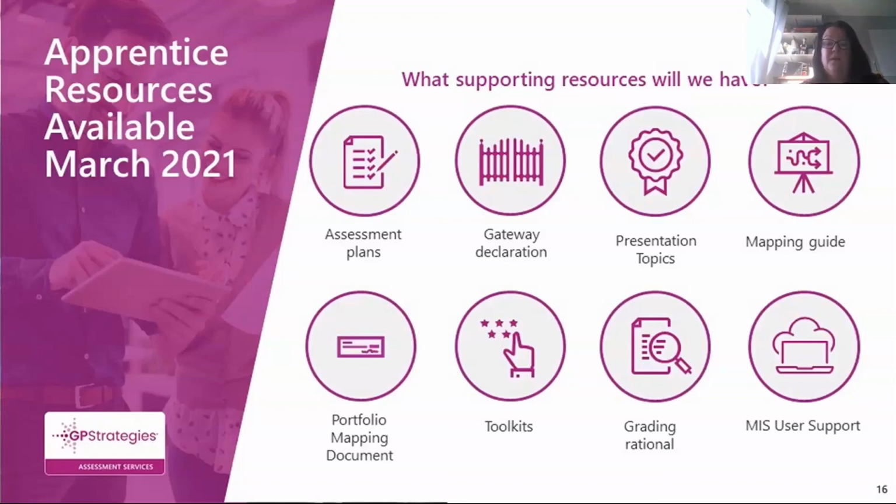And there are also going to be apprentice toolkits, which will welcome them to their apprenticeship journey, talk about what is on programme, what is endpoint assessment, what's the difference between the two, why is it like that, and again give them some handy tips on how they can prepare for their endpoint assessment. There's the grading rationale and the user support for the systems that we use, which, as previously mentioned earlier, is the ACE 360 system.